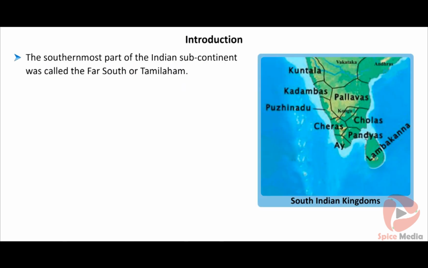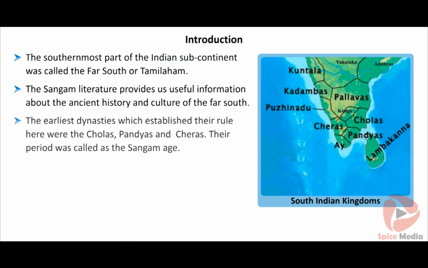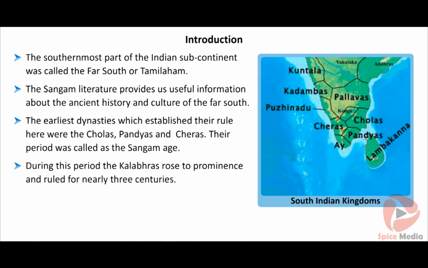The southernmost part of the Indian subcontinent has been called the far south or Tamilaham. The Sangam literature provides us useful information about the ancient history and the culture of the far south. The earliest dynasties which established their rule here were the Cholas, the Pandyas and the Cheras. Their period was called the Sangam age. During this period, the Pallavas rose to prominence and ruled for nearly 3 centuries.